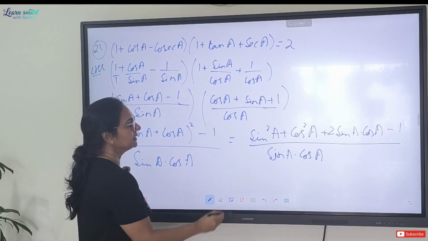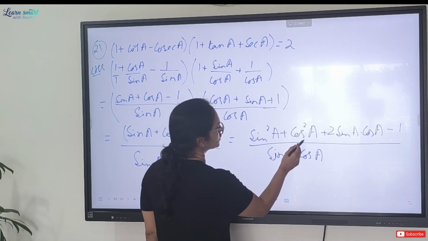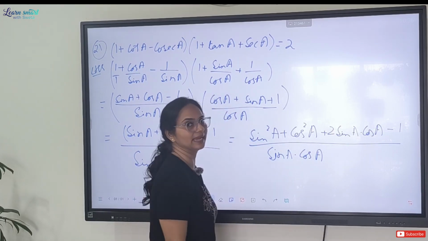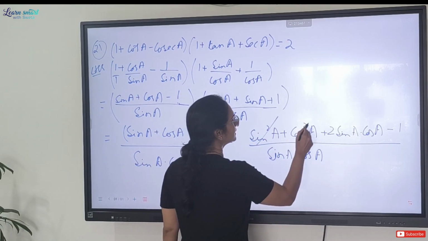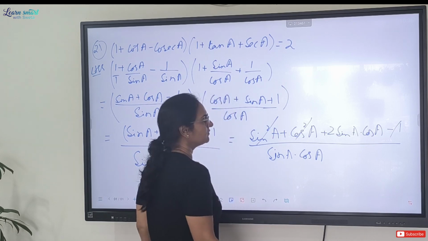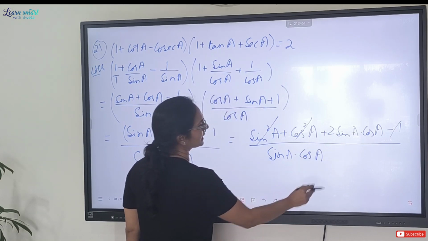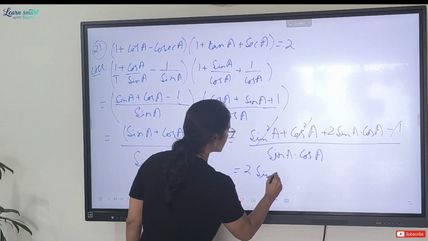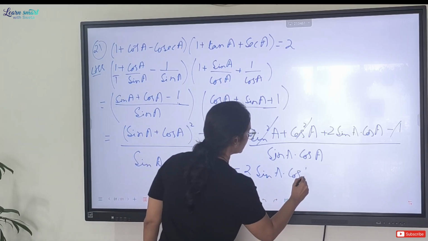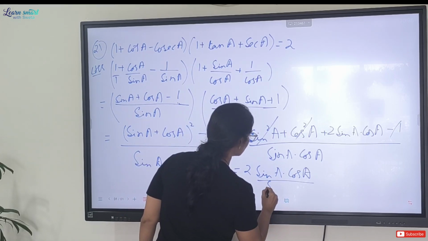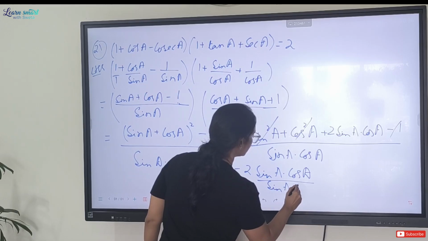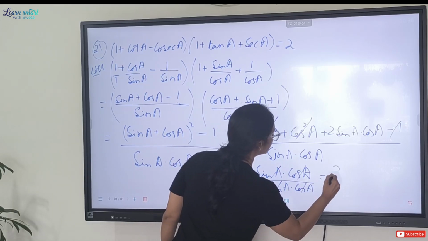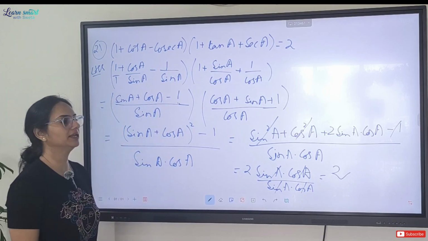Now see nicely, here we have sin square A plus cos square A, which will give us 1, and this 1 and minus 1 will cancel. So I am cancelling this, this and this. So what we are left with is 2 sin A cos A by sin A cos A. And we get 2. And we are done.